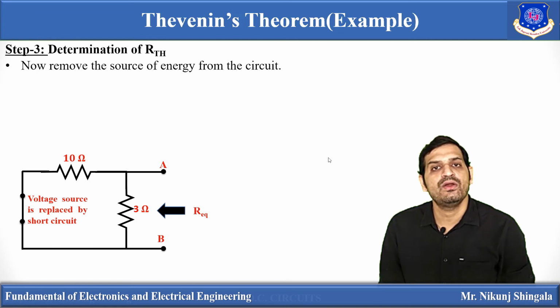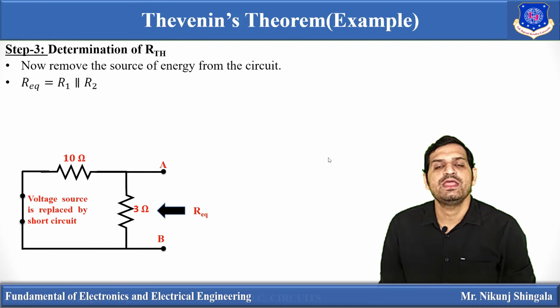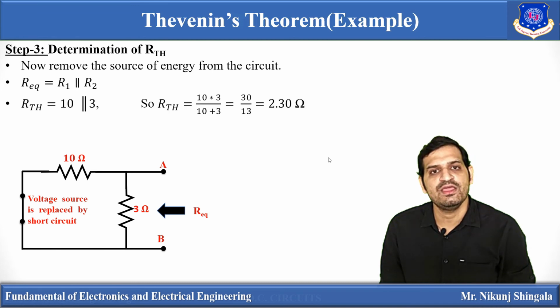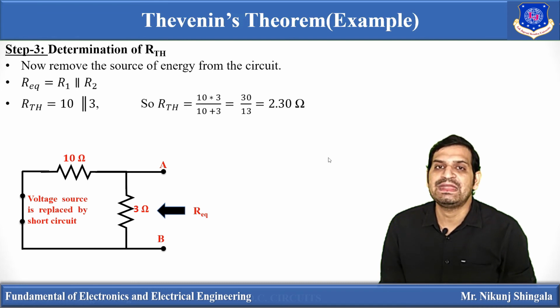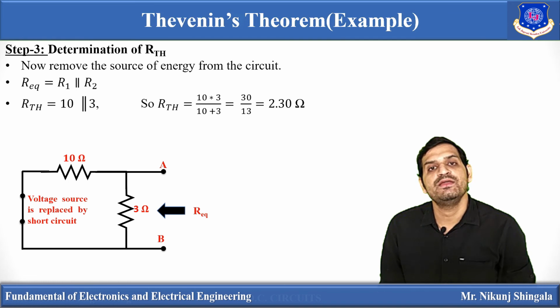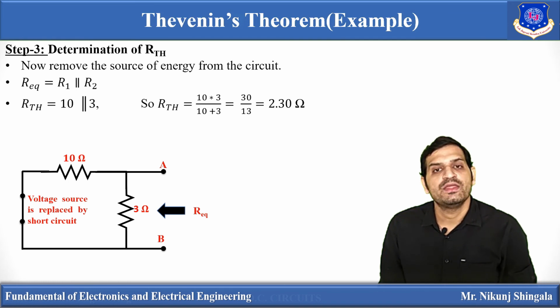Now we can say 10 ohm and 3 ohm are in parallel. So R equivalent is equal to 10 parallel 3, that is 10 into 3 divided by 10 plus 3, that is 30 divided by 13, that is 2.30 ohm. So R equivalent, RTH, is equal to 2.3 ohm.